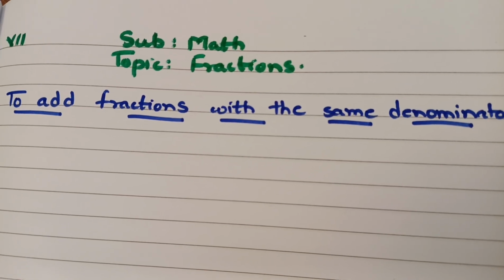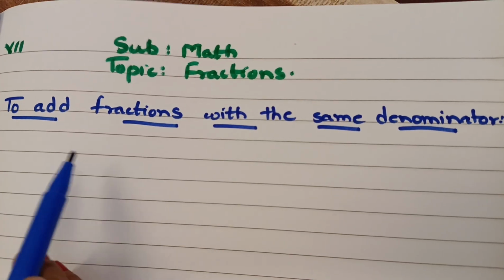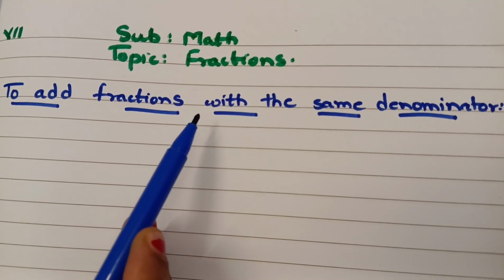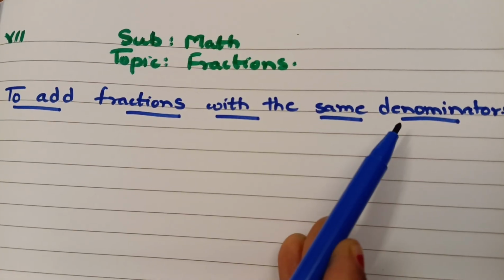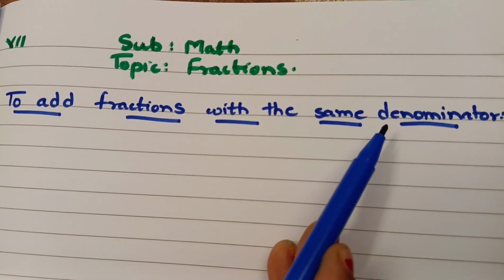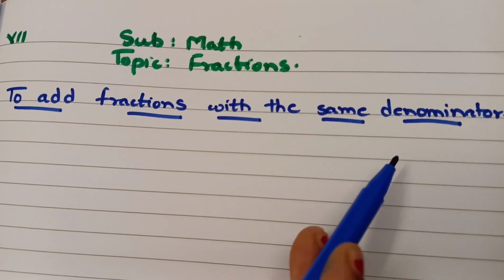Fractions with the same denominators. It means two or more fractions will be given, and how to add those fractions when the denominators are same. The numerators can be different, but the denominators will be same. So let us see the method.